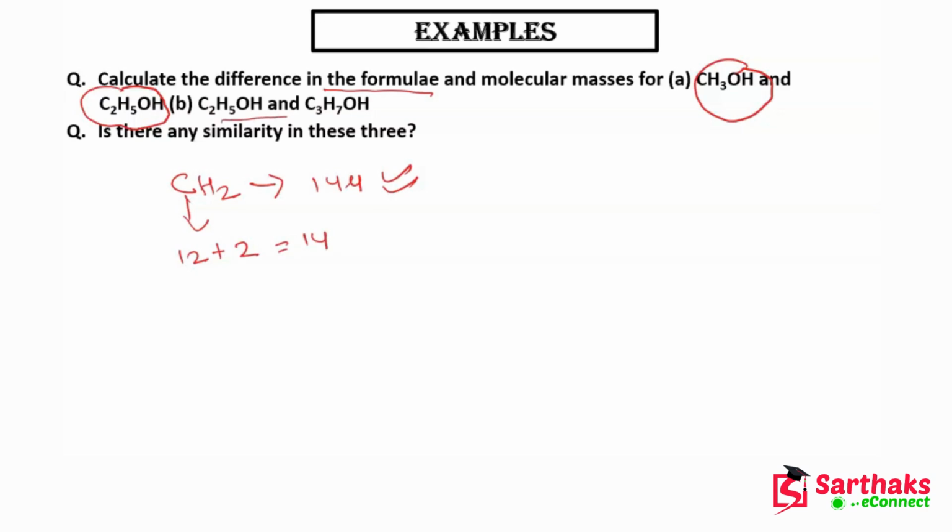Okay, the same way if I write down the solution for this B, here also you can say that the difference is CH2 unit and the difference in molecular mass is 14 unit. Now the second question is, are there any similarities in these? So definitely there is a similarity that these are alcohols. Their chemical properties are same because here hydrogen atom is replaced by the same type of functional group. So I hope guys these points are clear to you.